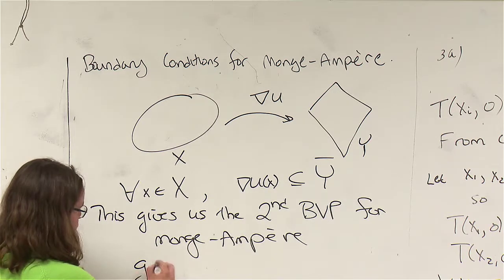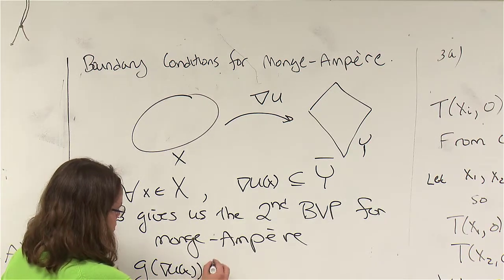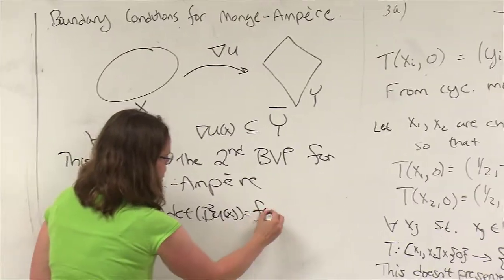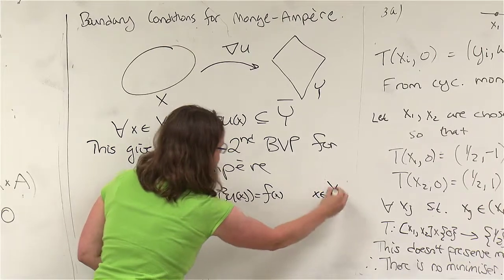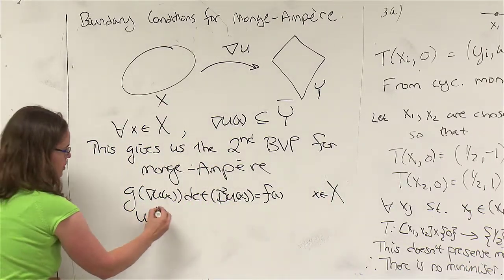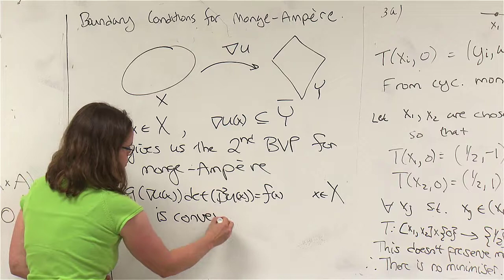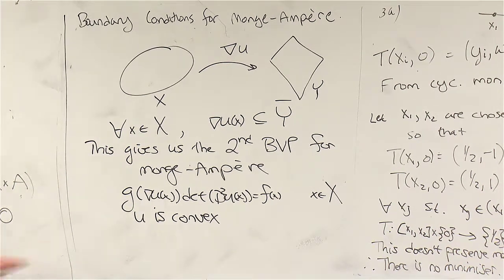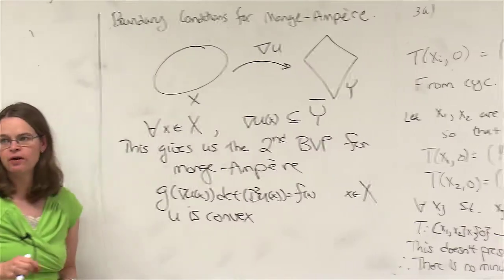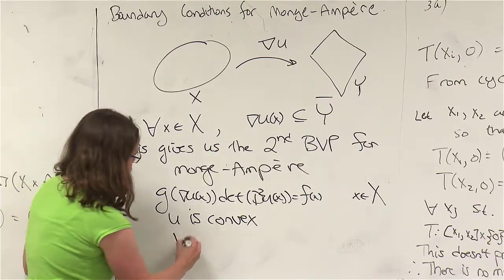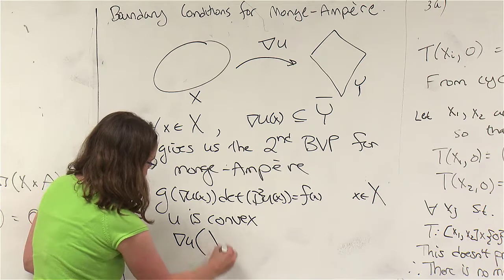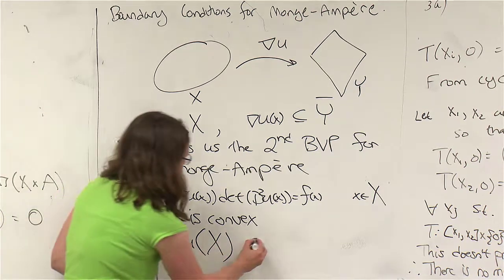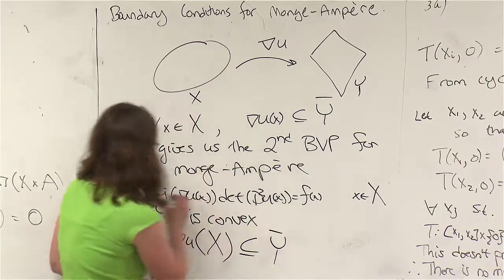Okay, so we've got our PDE. Okay, we had this extra constraint. And now our boundary condition becomes exactly this condition, that we don't want mass to escape. So gradient of u of the domain, that's a capital X, is contained in y bar.